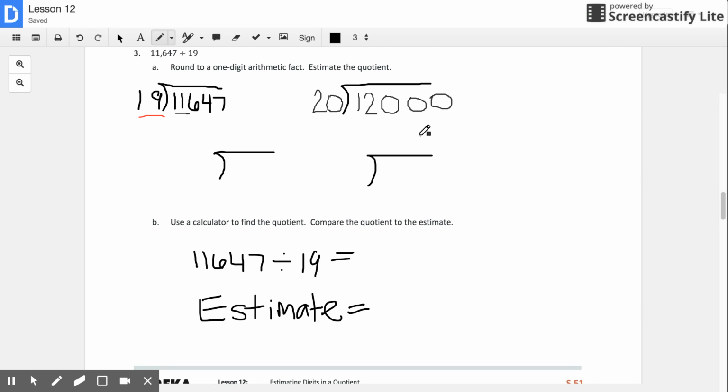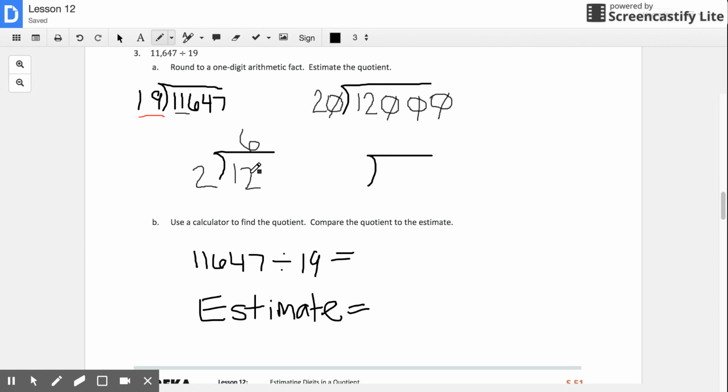Okay, so let's make it a one-digit fact. So we're going to get rid of the zeros. And that will give us the arithmetic fact of 12 divided by 2. And we know that 12 divided by 2 is 6.